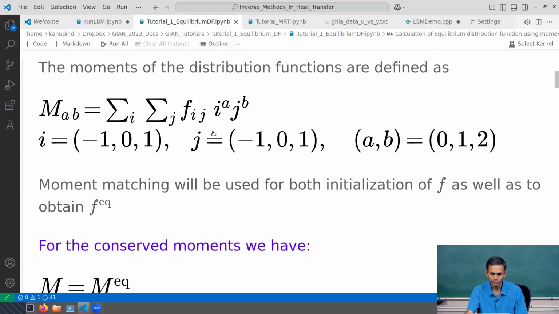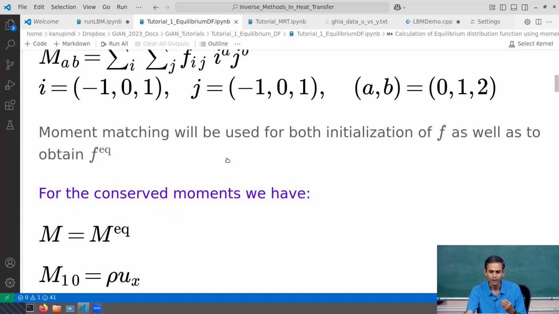Okay, now we want to actually use this moment matching to obtain the values of the equilibrium distribution function, to obtain F equilibrium. Later on we will see that we will also use the same moment matching to initialize the values of the distribution functions themselves. We will come to that in another lecture, but today we will look at the F equilibrium distribution function.